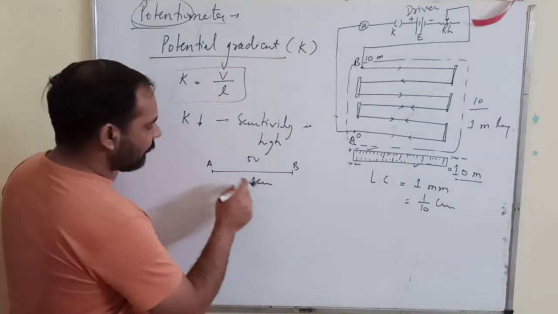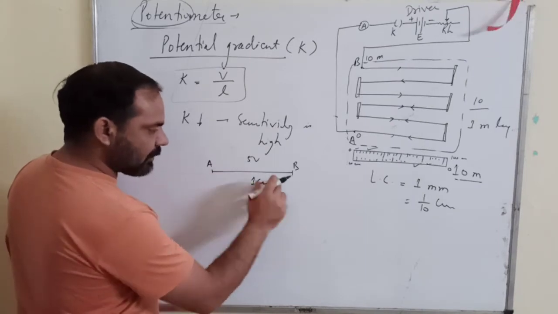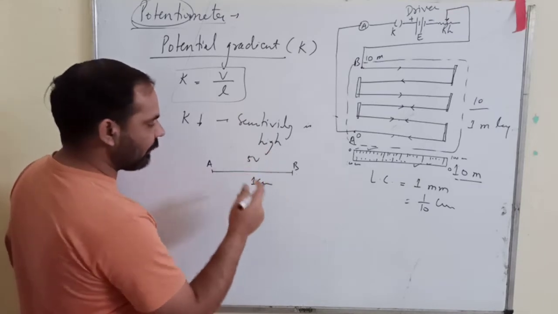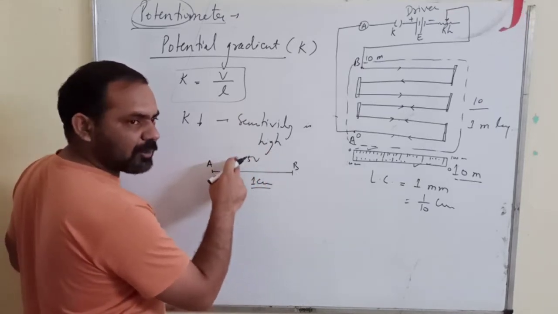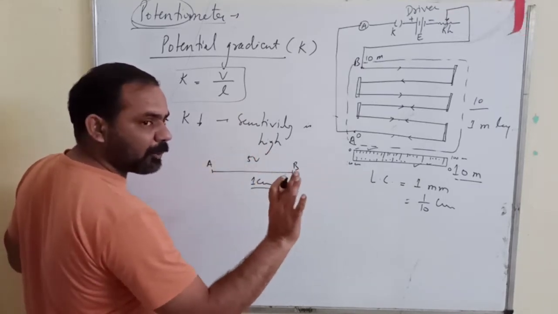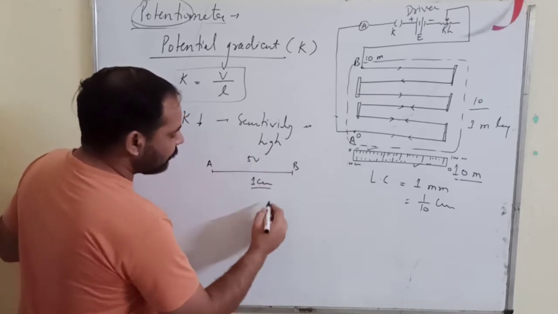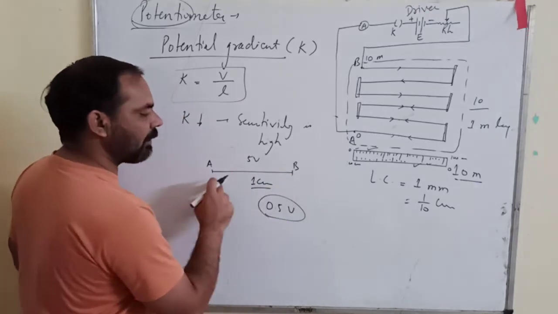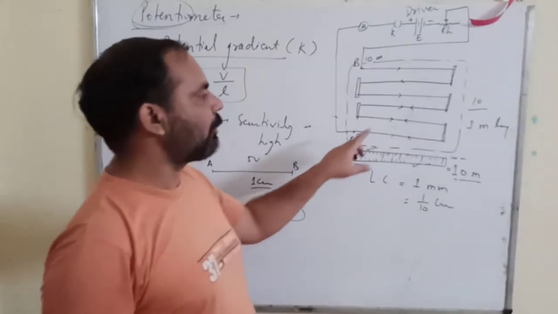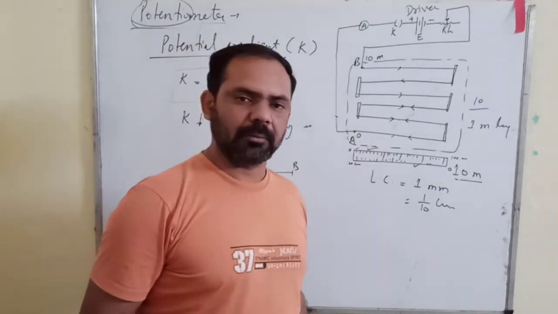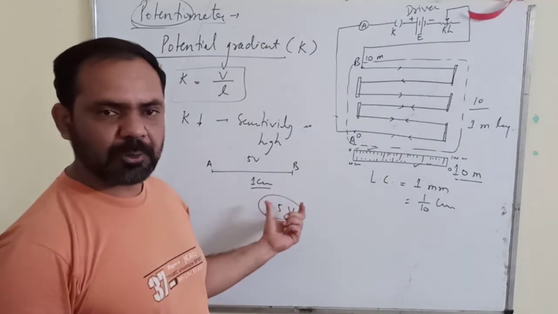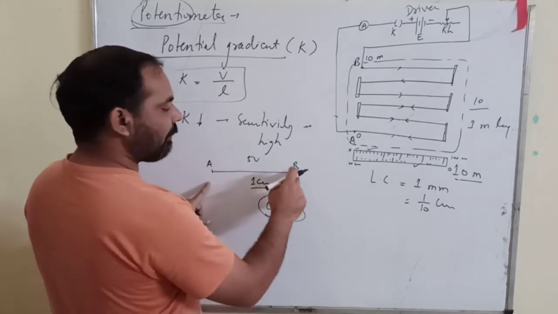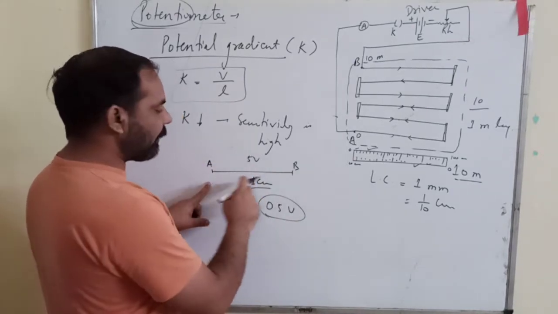So if this is your condition, how much minimum drop can you measure here? For 1 centimeter, if the drop is 5 volt and you can measure only up to 1/10th of a centimeter, you can measure a minimum of 0.5 volt potential difference between any 2 points on the given potentiometer, if your potential drop is 5 volt between A and B.